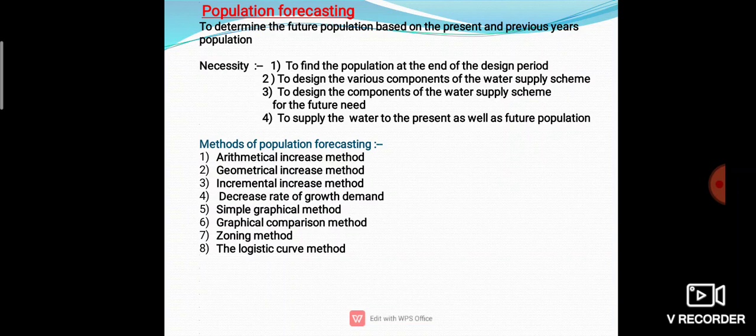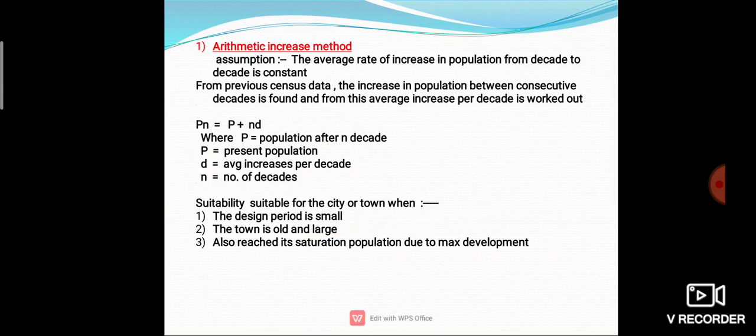Okay, so there are different methods you're going to learn step by step. Arithmetic increase method, geometrical increase method, incremental increase method, decrease rate of growth method, simple graphical method, graphical comparison method, logistic method. Then zoning method is there, the ratio method is there. So there are different methods for population forecasting. The first is the arithmetic increase method.